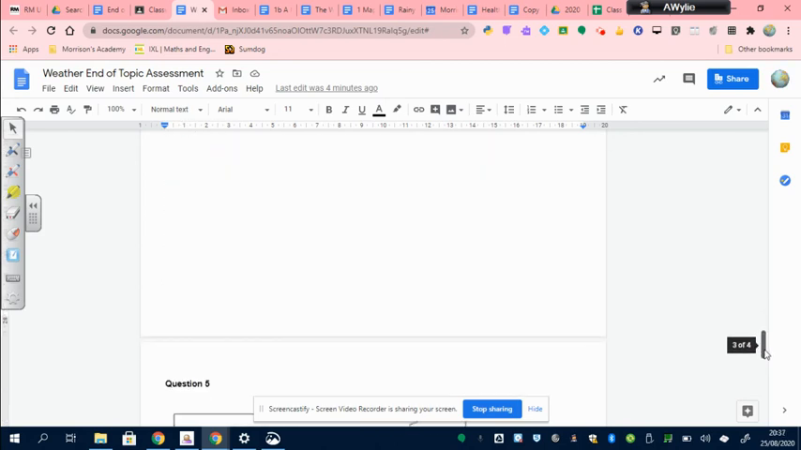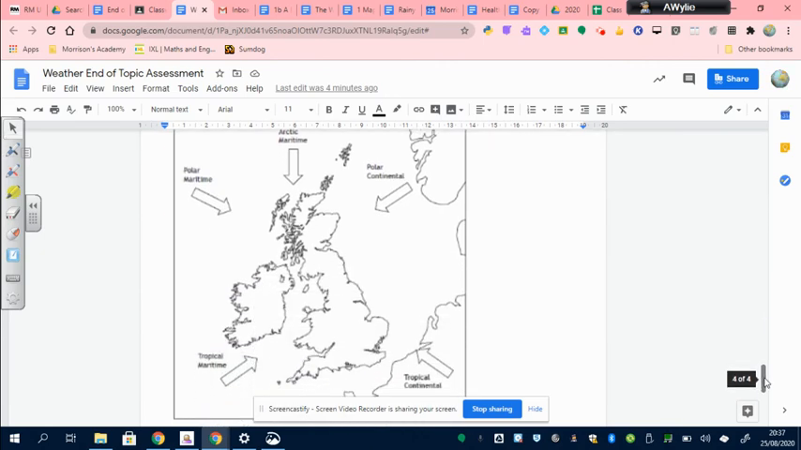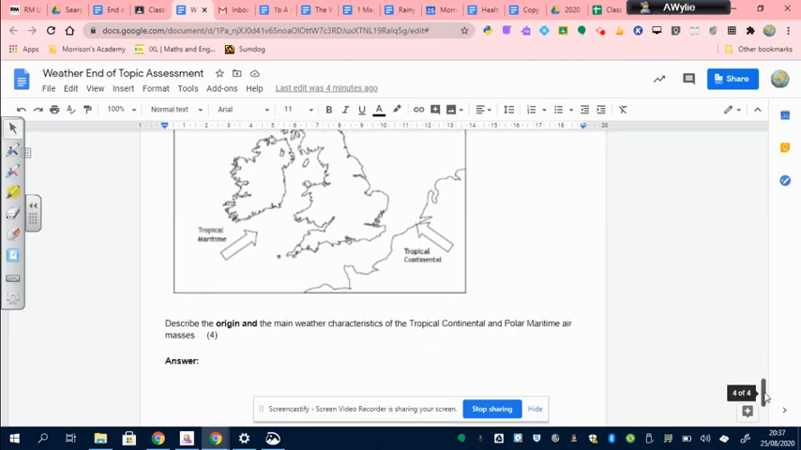And finally, question 5. We have a map that shows 5 air masses that come to the UK. And the question asks you to describe the origin and the main weather characteristics of the tropical continental and polar maritime. So I need to know exactly where those 2 air masses originate from. Where do they come from originally? Where does the air come from?